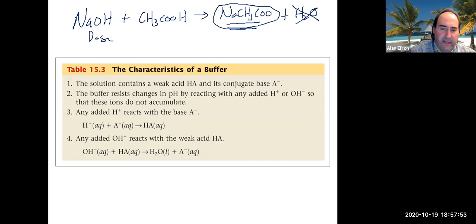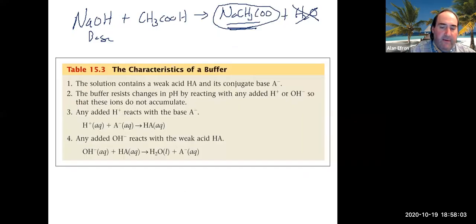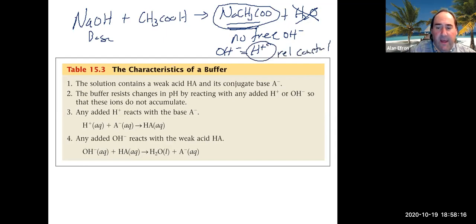But just like with the acid, most importantly, what we don't see when we add the base to the buffer is any free OH minus. So when you do that to the buffer, no free OH minus. And because OH minus is related to H plus, the H plus concentration still remains relatively constant, and the pH remains relatively constant as well because of that.